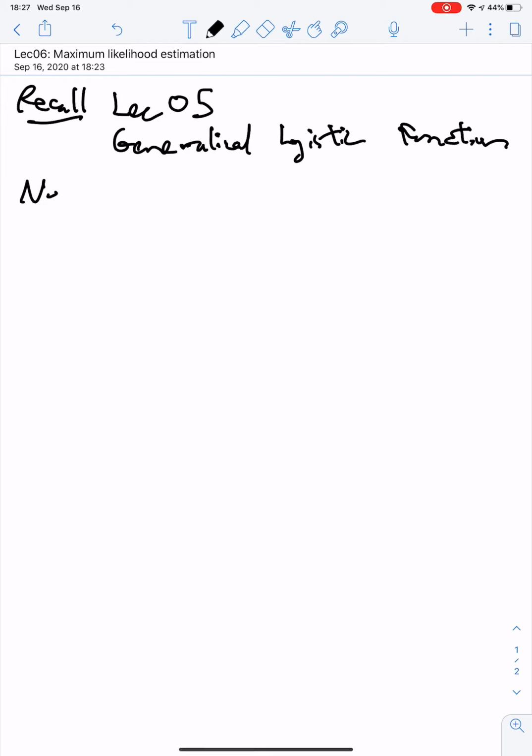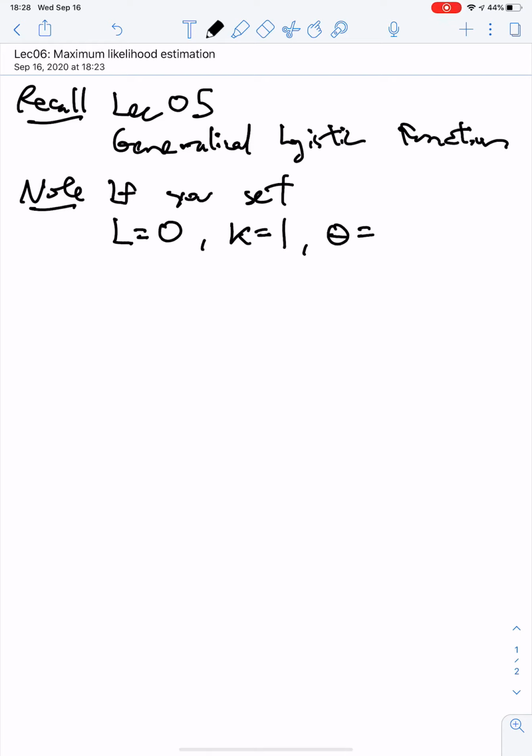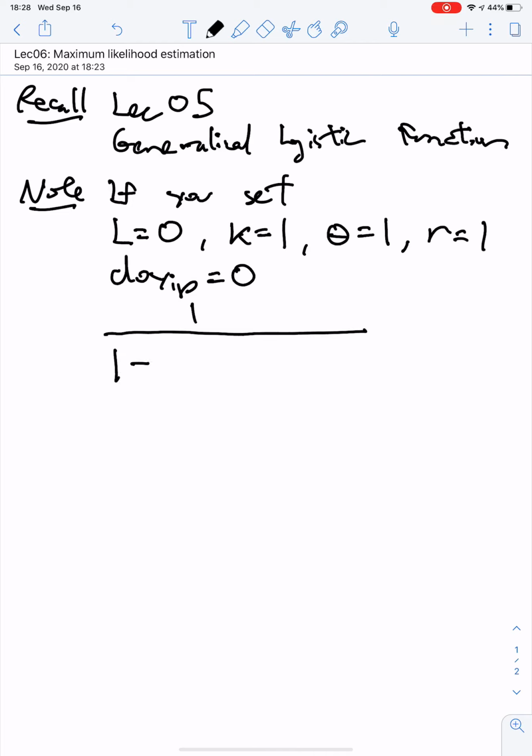But just note that if you set the lower asymptote to zero, K, the upper asymptote, to one, and theta to one, meaning symmetry, and R to one, and DOY, the inflection point, to be roughly zero, then what do you get? The function simplifies to something like this. Minus DOY, like that.